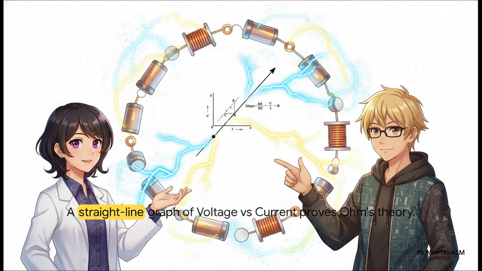And it gets even better. If you calculate the slope of this line by dividing the rise by the run, that slope gives you the exact measured value of the resistance. It's just a beautiful mathematical proof.